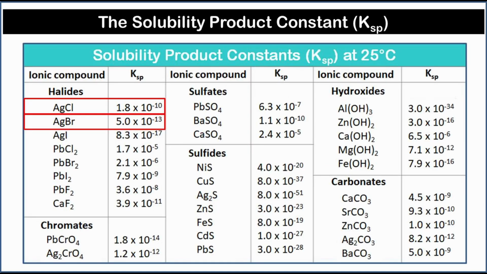The smaller the value of the solubility product constant, the lower the solubility of a compound. Compare the solubility product constants for silver chloride and silver bromide. Since the value of the solubility product constant for silver chloride is higher than for silver bromide, silver chloride is more soluble than silver bromide.